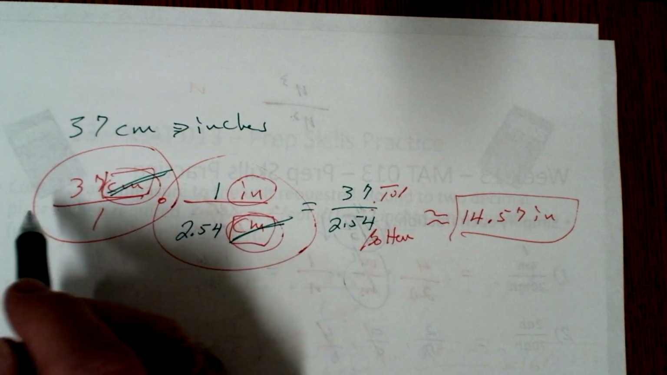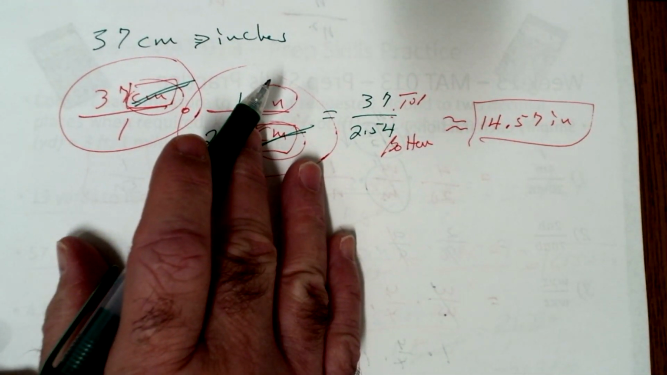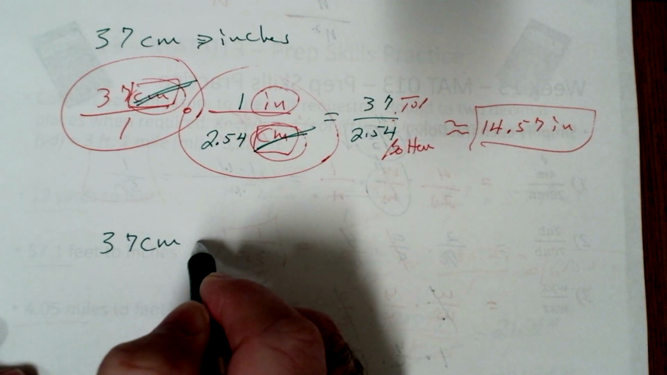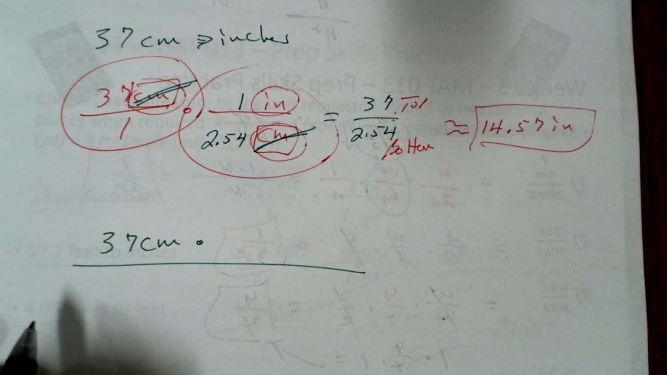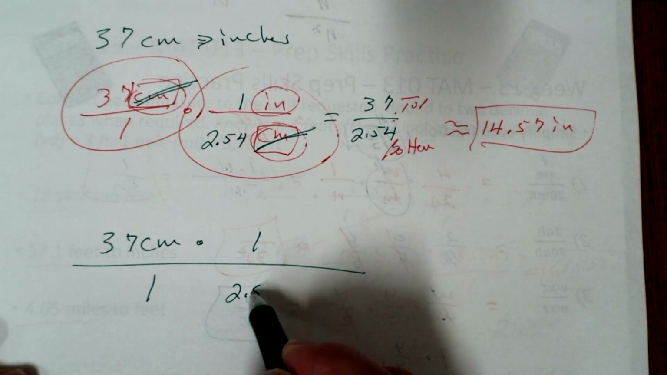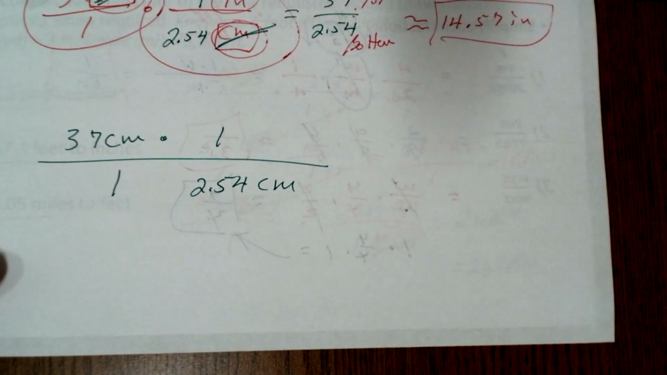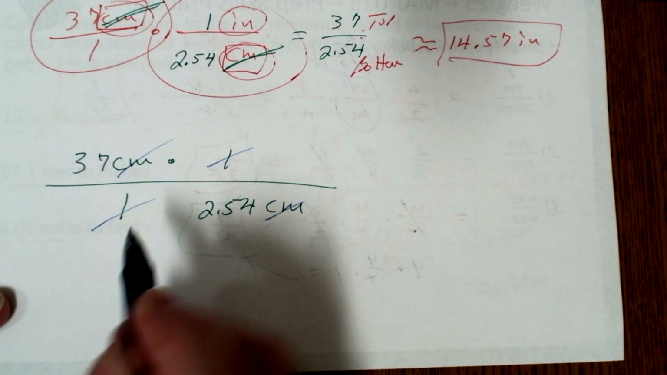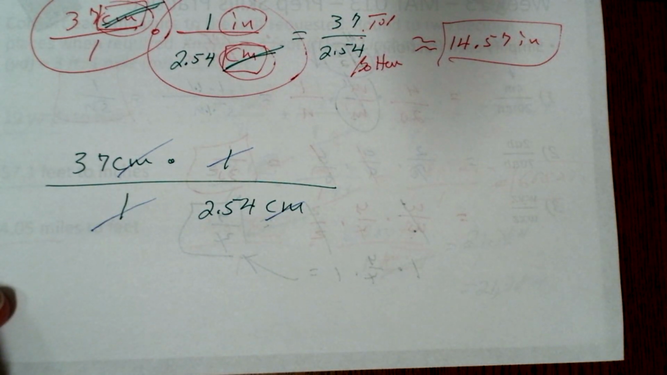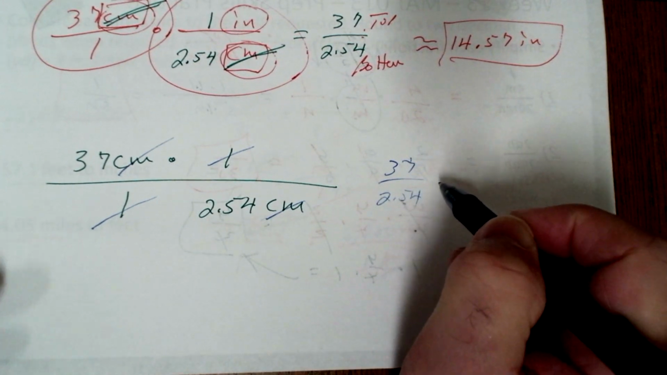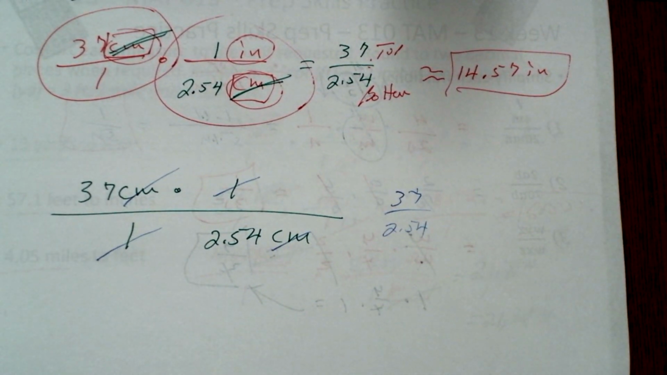The reason they cancel each other out is this. This is sometimes not as obvious as folks think it is. 37 centimeters. We can just make this one big fraction bar. Okay, over 1 times 1, 2.54 centimeters. We know that things that are alike, top and bottom, cancel each other out. Okay, they cancel each other out. That's why it's canceling itself out. So here we're left with 37 over 2.54. My pen's dying. All right, same as we had before. So that's why they cancel out, to see the visual of why they cancel out.